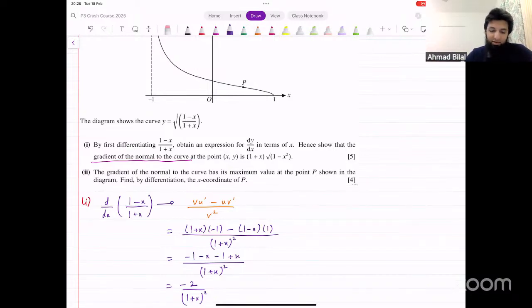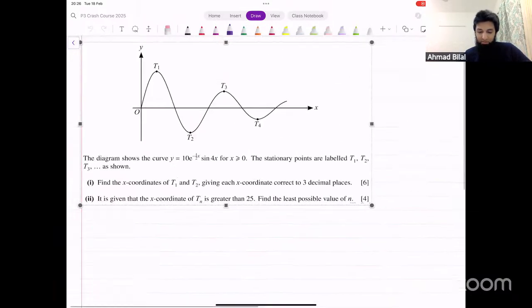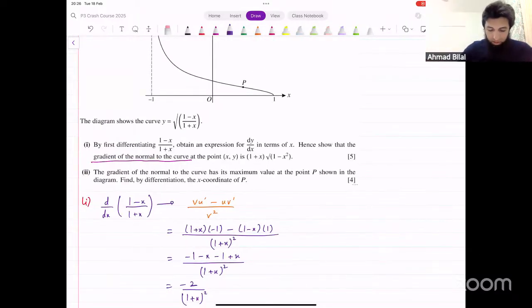No, it's the second last we're doing. One more question, that is this one, 33. Okay, I'll try to be quick so we can finish early.